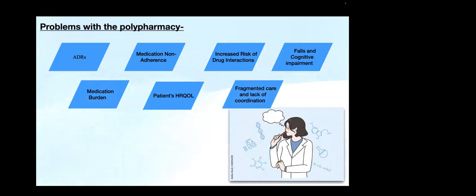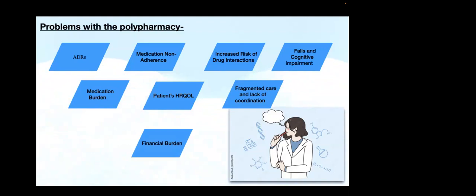Fragmented care and lack of coordination. Now, when an individual receives care from multiple healthcare providers who may prescribe medication independently, there can be a lack of coordination. Chances are more, and the communication. So this fragmented care can contribute to polypharmacy and increase the risk of medication related problems further. And the last is the financial burden. We can all relate with that thing.